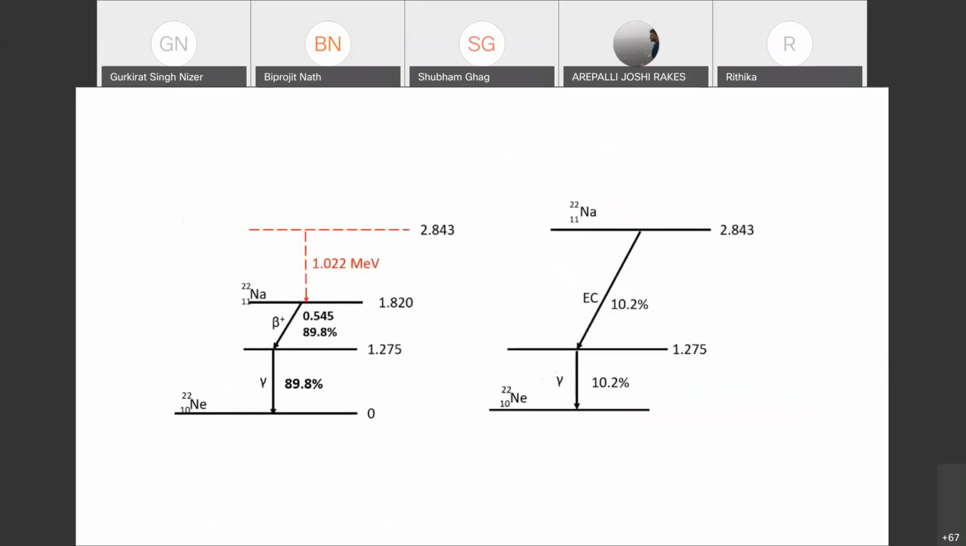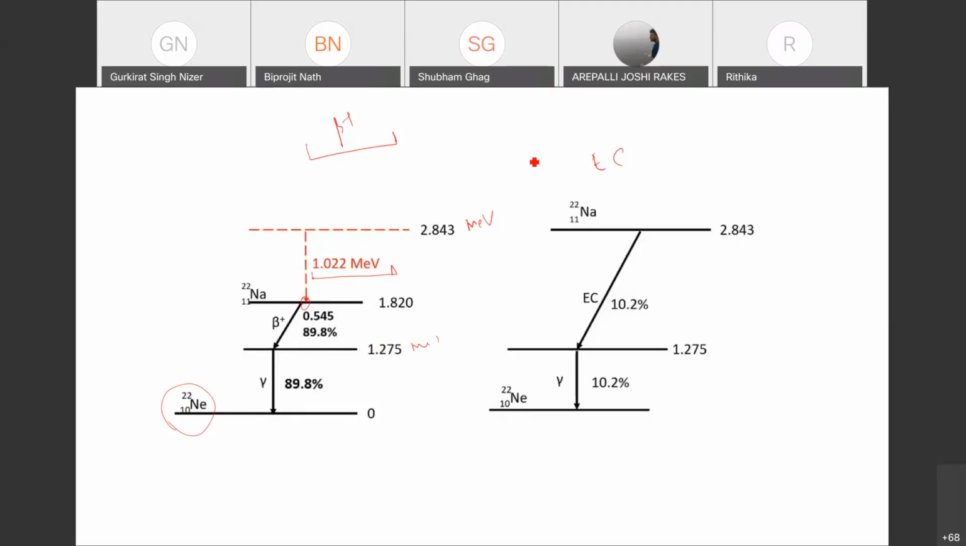This thing will happen. And that's the illustration of positron decay and electron capture, in which we began with 2.8 MeV above the neon's stable state, and we required 1.02 MeV to create a positron-electron pair. And once the positron is released, it is at 1.2 MeV above this state, and from this state it decays to the ground state of neon-22, which is more stable. And that's all in positron decay.